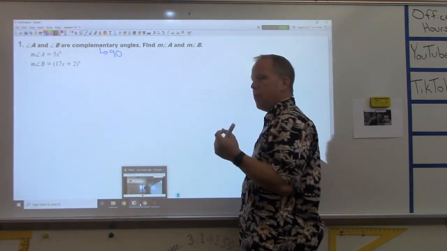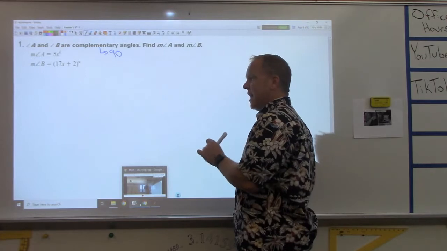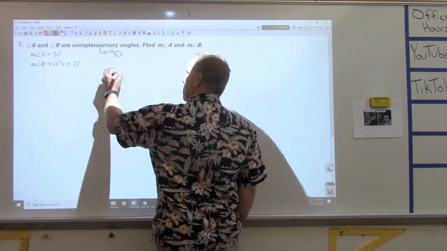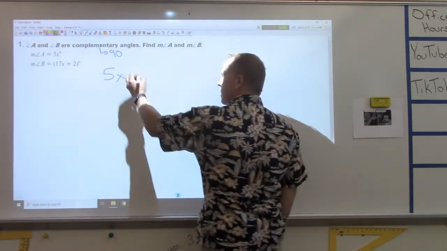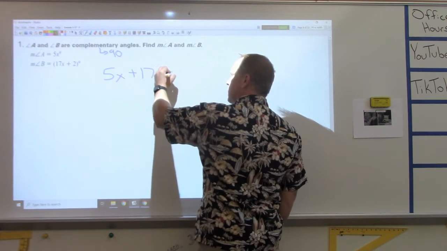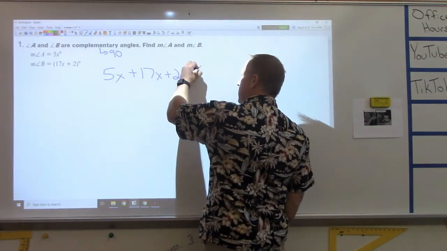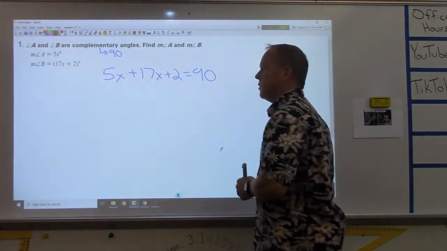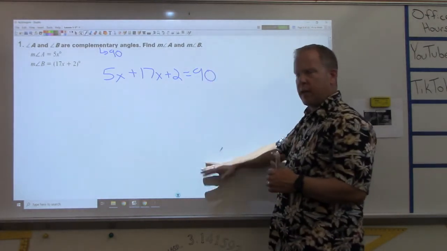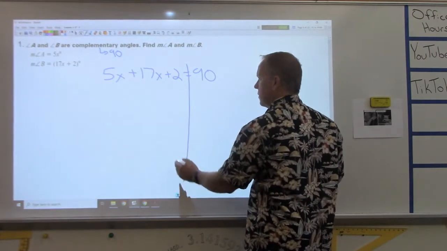So I have to take both angles, add them, and set them equal to 90 degrees. So angle A was 5x plus angle B, which is 17x plus 2 equals 90. Okay? This is where geometry stops. Now algebra is going to take over. We're going to solve this.